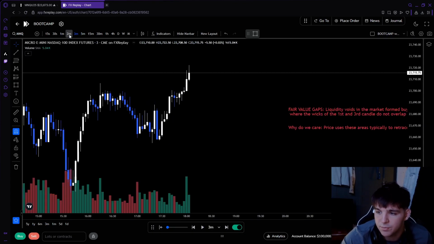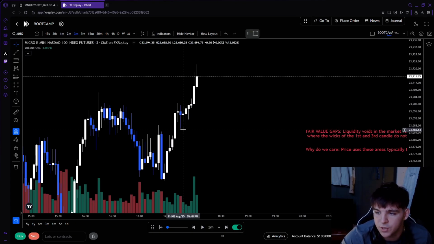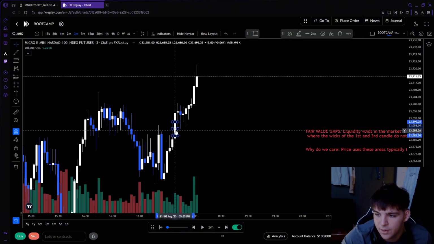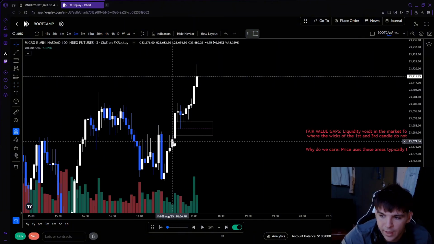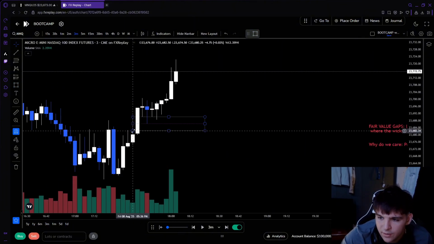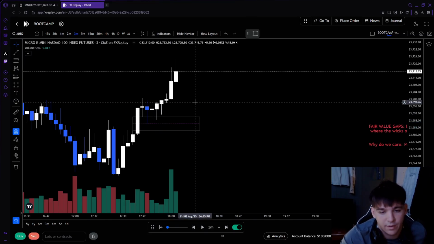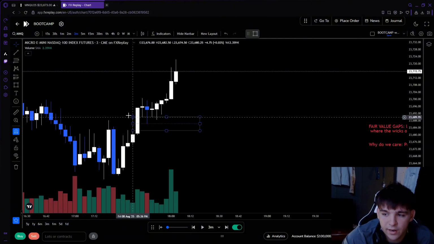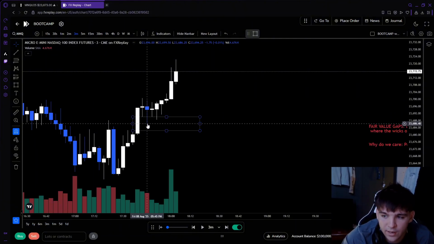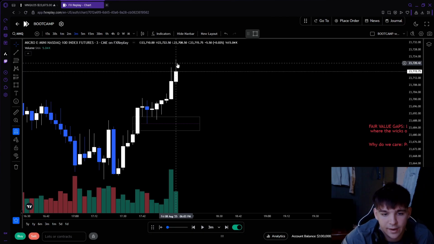But yes, these fair value gaps are literally everywhere. Price uses them all the time to push off of them. Right here, there's a gap. Price comes up, 3-candle pattern. The top wick of the first candle here and the bottom wick of the third candle here create this rectangle, this box that we know is a fair value gap. And price will revisit these areas, like we did with this candle right here, to then fill orders and push price higher. It's a retracement.